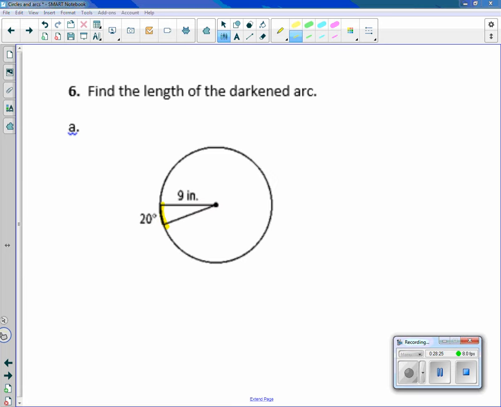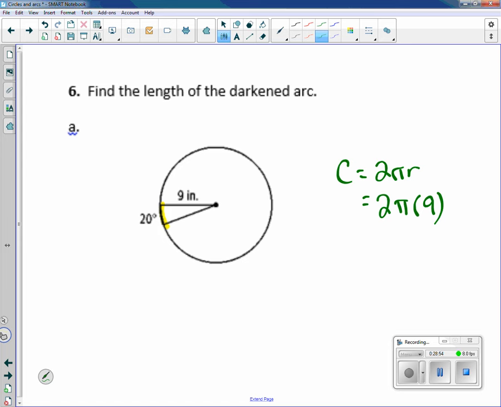All right, let's go for this one. All I want to know is what is the circumference right there? Is everybody with me so far? If I was to tell you to find circumference, what would your formula be? How would you set this up? 2 times pi times what? 9. Okay? That would be the whole circle. But they don't want the whole circle. What percentage do they want? What degree of the circle do they want?